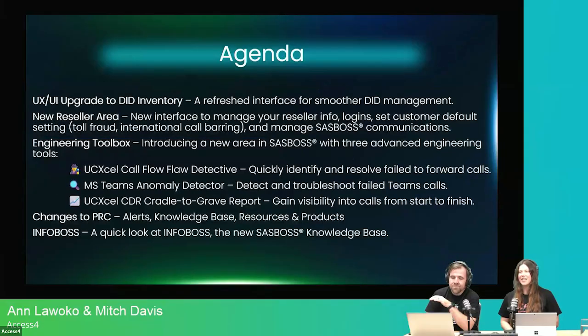If you've been using SASBOSS in the last few weeks, you'll actually know quite a bit about some of these launches already. We're going to go through everything that's changed at a high level today. The first one, which went out in early March, was the DID inventory and reseller area updates. Then we're going to go into some of the things that changed more recently: the engineering toolbox and its new tools, and then some changes to PRC and the launch of InfoBoss. So you want to take us through into SASBOSS first?